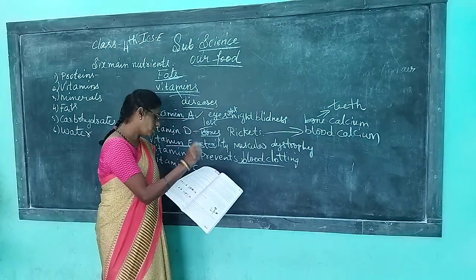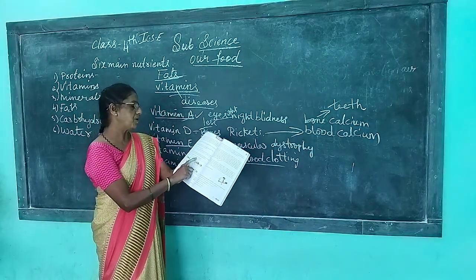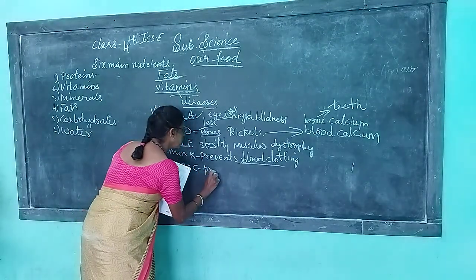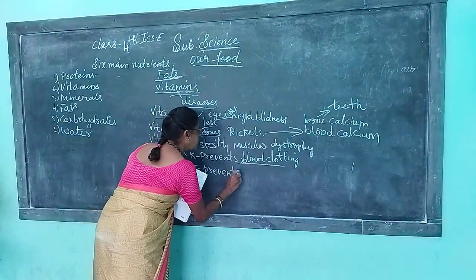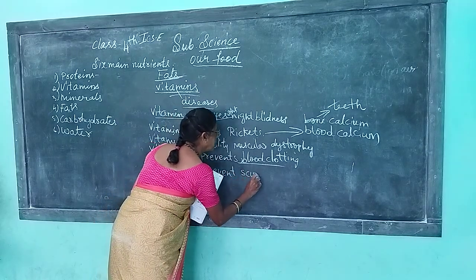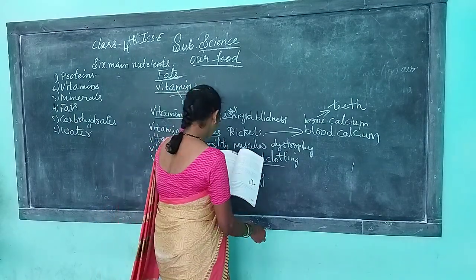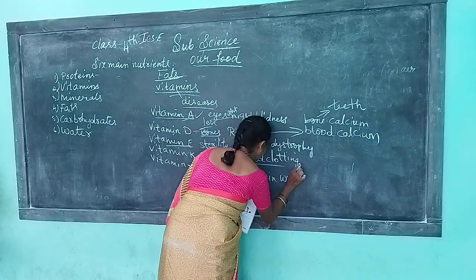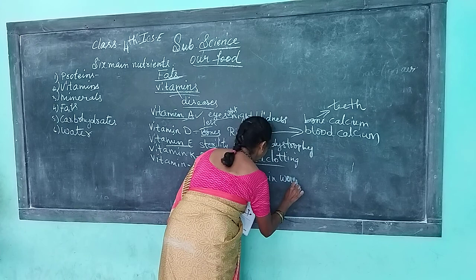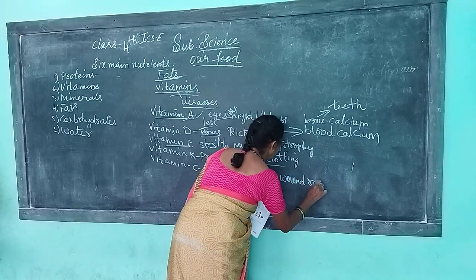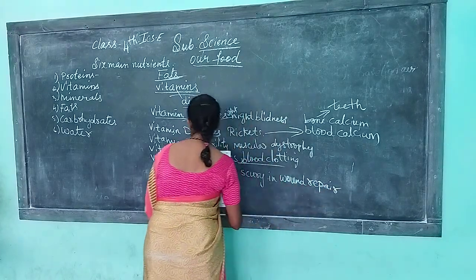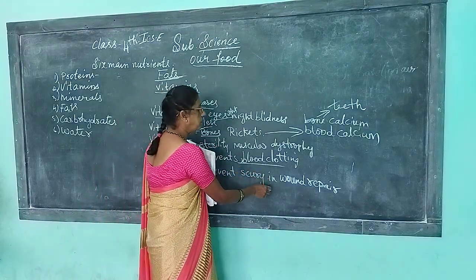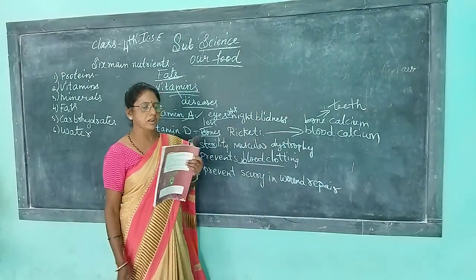Next, vitamin C prevents scurvy and plays a significant role in wound repair. So it prevents scurvy, that is a disease, and it helps in wound repair. Vitamin C prevents scurvy and helps in wound repair.